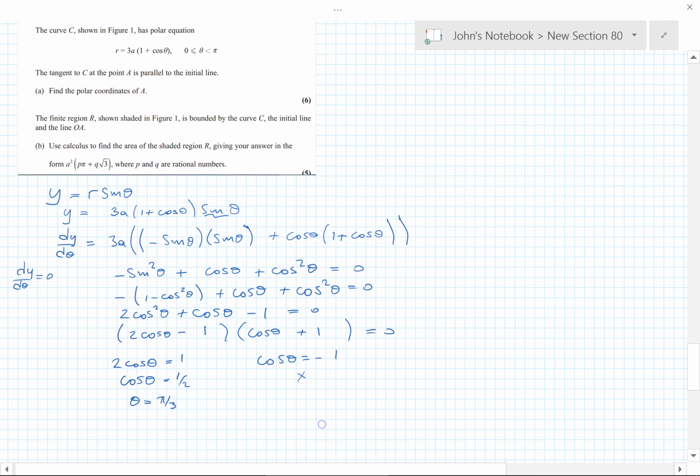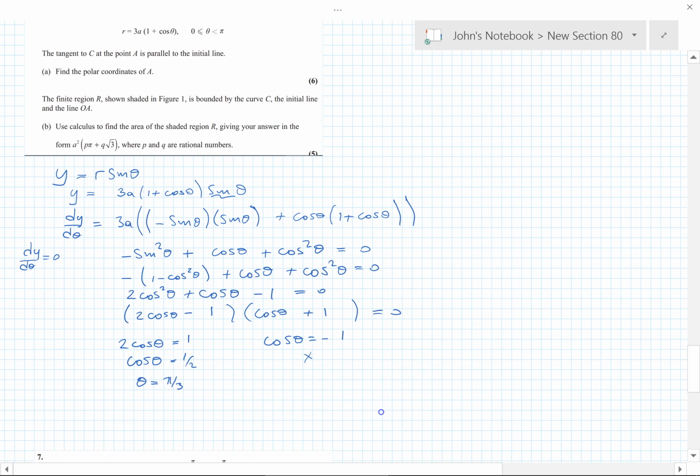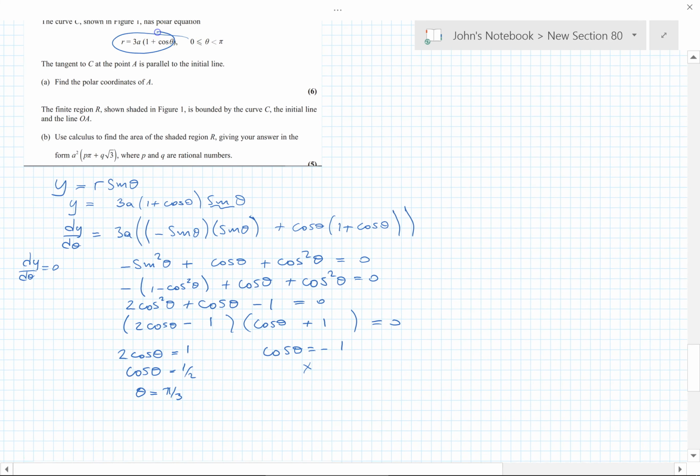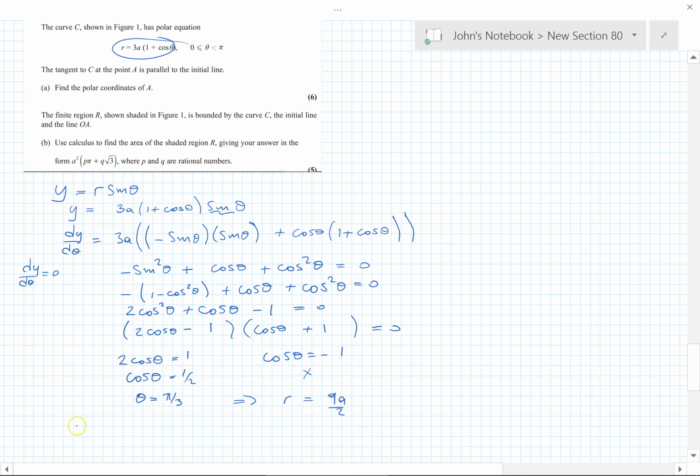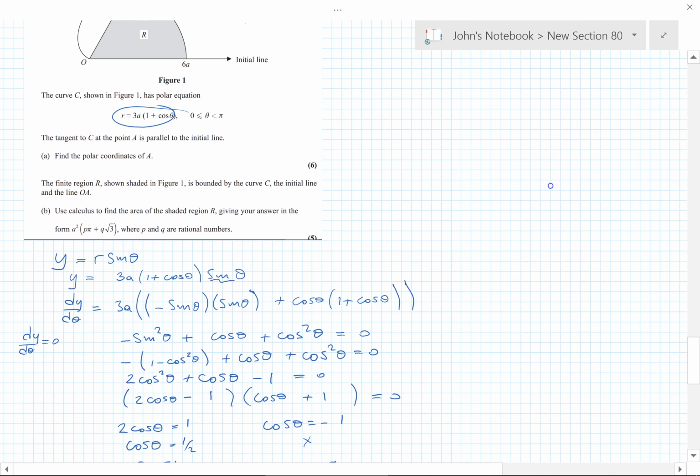So that gives us, and we can put a half back into here, and that gives us r equals 9a over 2. So let's just write the polar coordinate just to make it clear. 9a over 2, pi by 3. So that was a nice 6 marks really, wasn't it? Not too difficult at all.